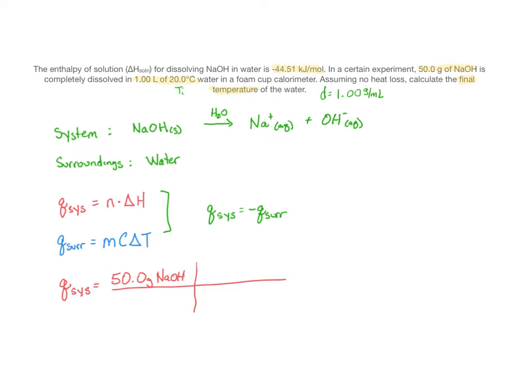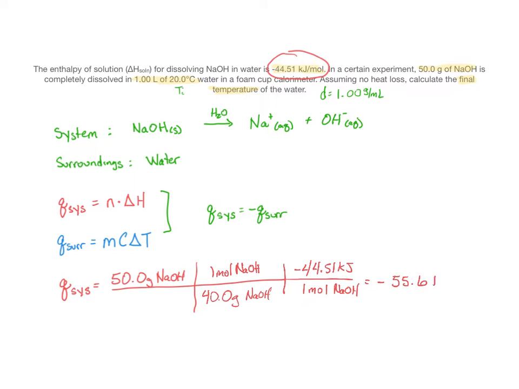The molar mass of NaOH is 40.0 grams of NaOH in 1 mole of NaOH. And then I'm given this enthalpy, which tells me that 1 mole of NaOH will release 44.51 kilojoules, which tells me that Q of the system is minus 55.6 kilojoules.